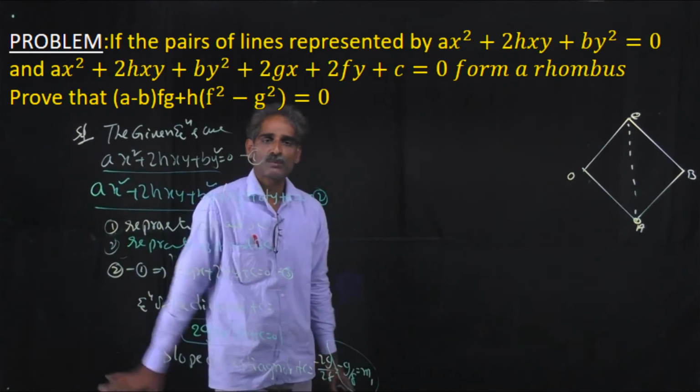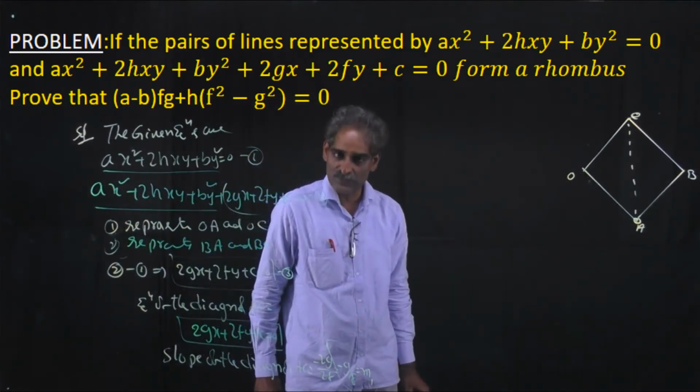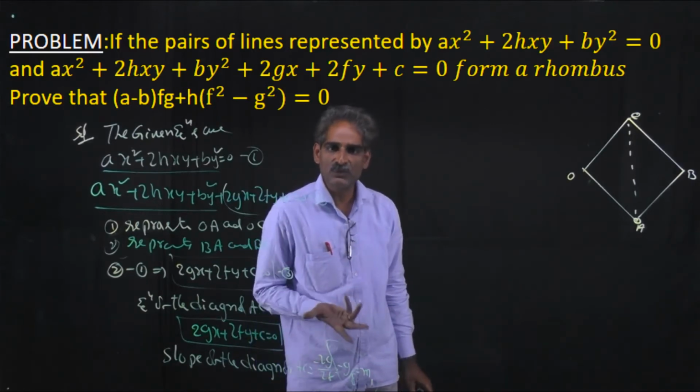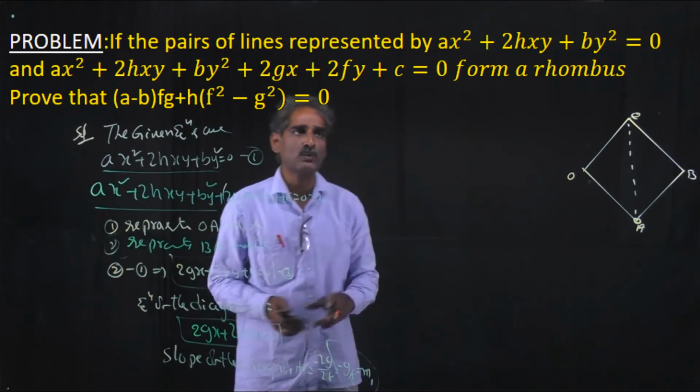So this is the slope of the one diagonal AC. Now we have to find out the slope of another diagonal OB. So coordinates of O are 0, 0. What about the coordinates of B? Coordinates of B are nothing but the point of intersection of the two lines.